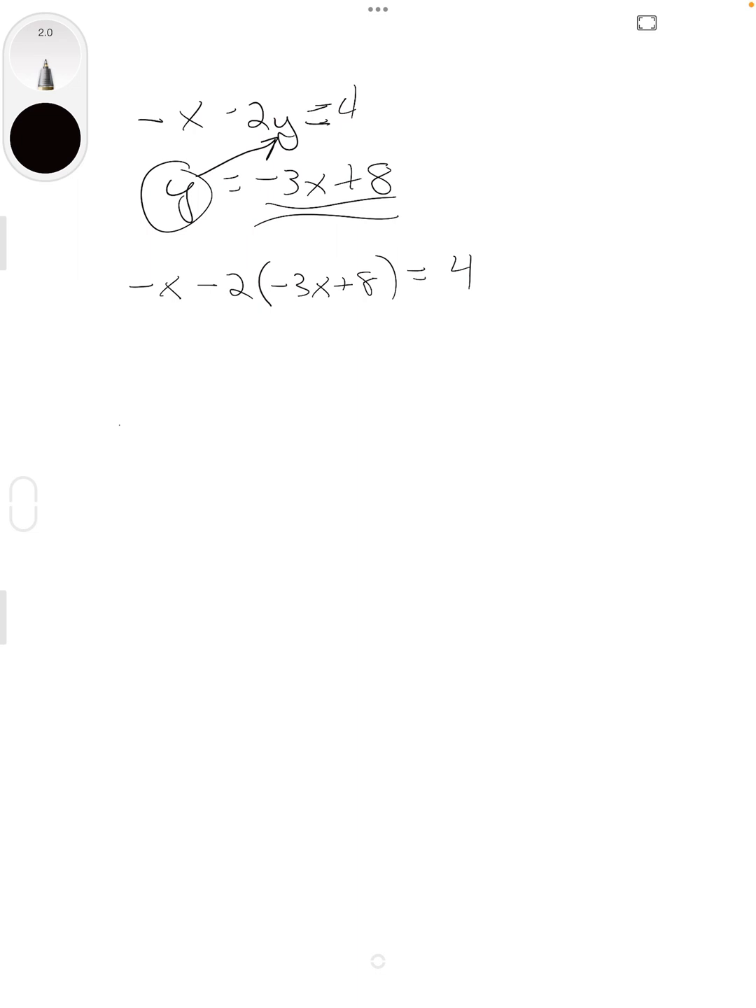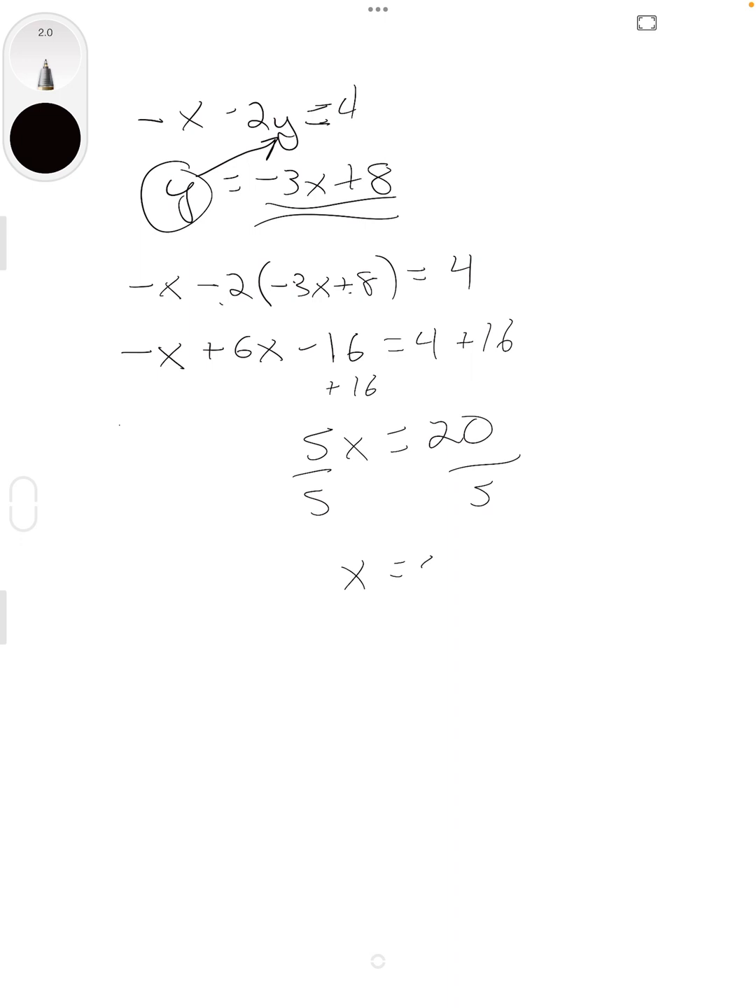And again, this is where the skill of using the distributive property comes in. So I have negative x, negative 2 times negative 3x is positive 6x. Negative 2 times positive 8 is negative 16, equals 4. Put all the numbers on the right. In other words, add 16 to both sides, and I get 20 on the right. Add those two together, I get 5x. Divide both sides by 5.